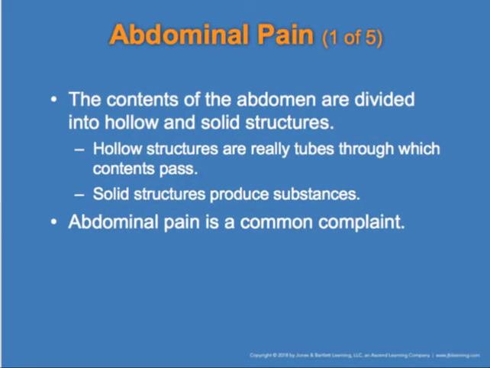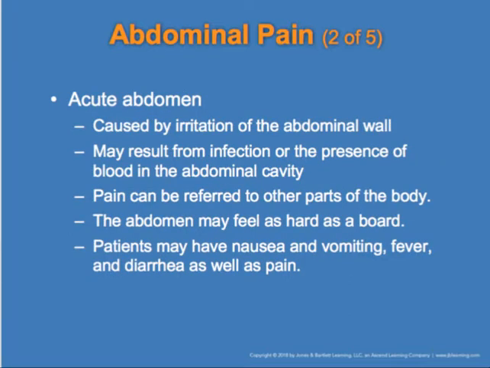Abdominal pain. The contents of the abdomen are divided into hollow and solid structures. Hollow structures are really tubes through which contents pass, and solid structures produce substances themselves. Abdominal pain is a common complaint that we hear from patients, so it's important we have an idea as to how the abdomen works.